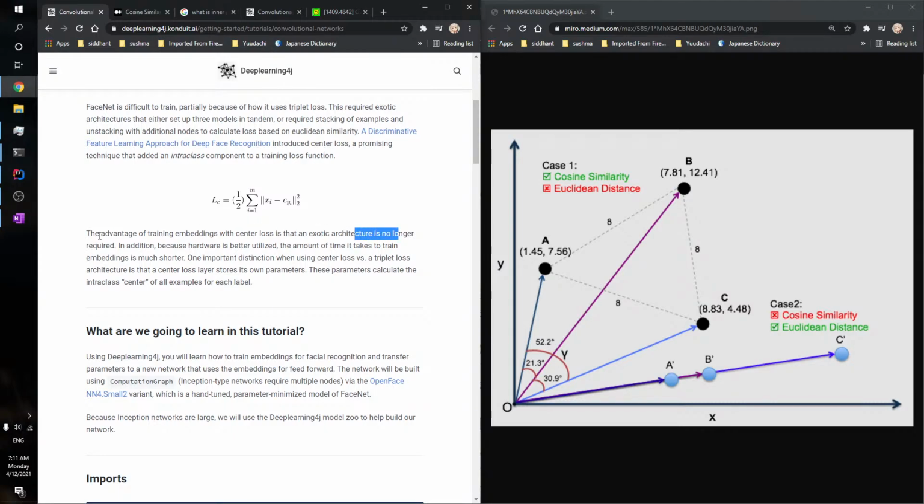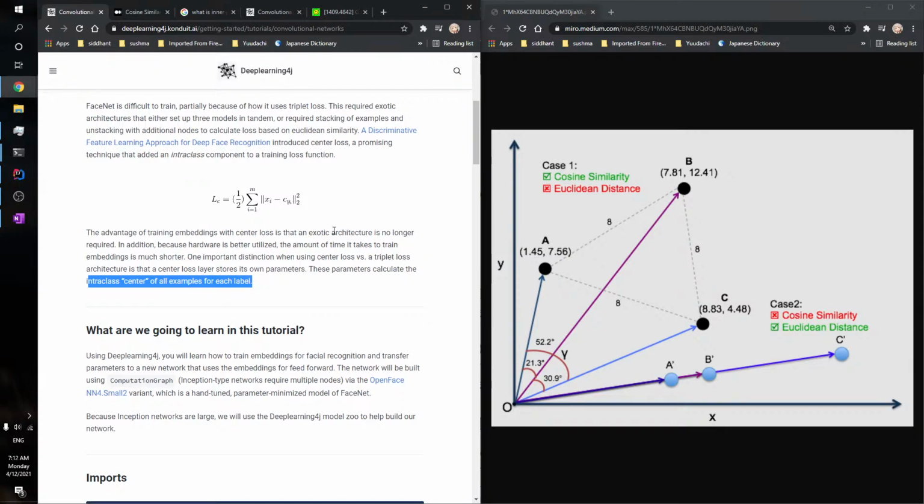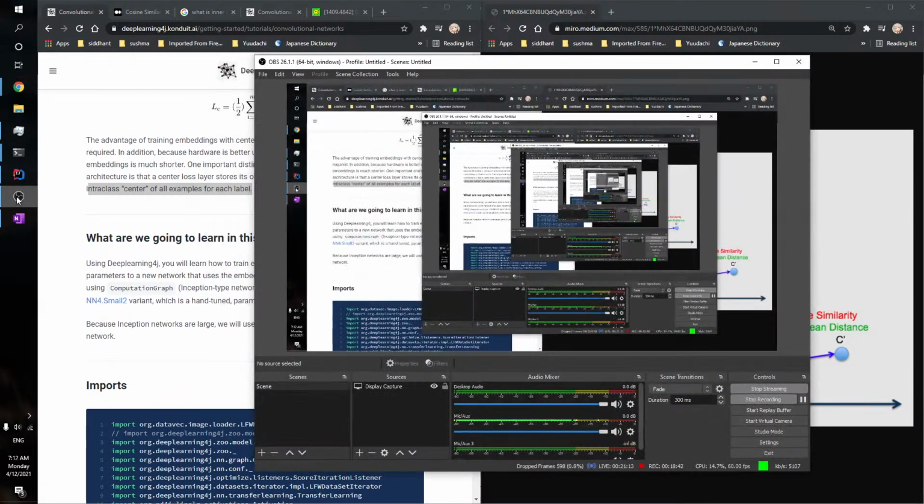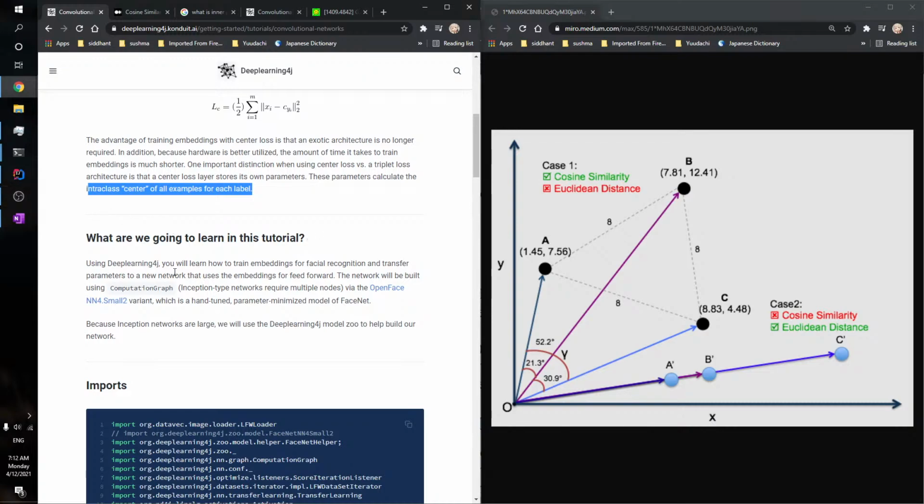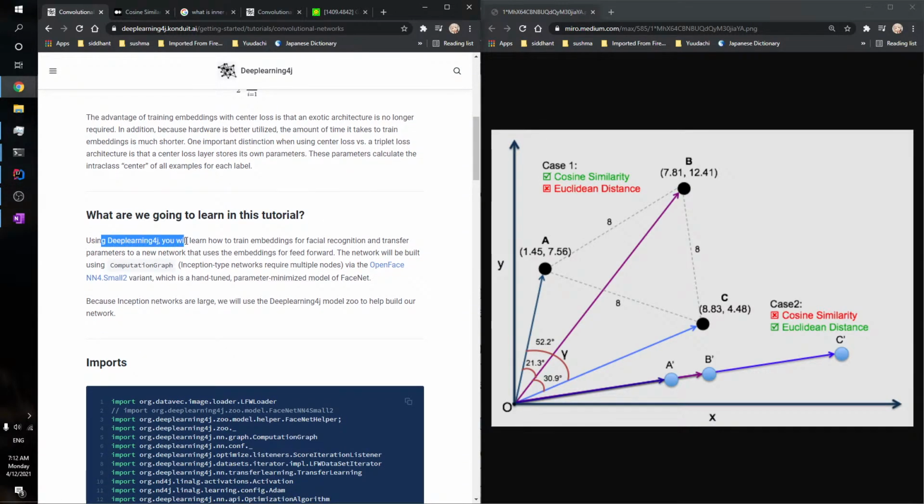Is no longer required. In addition, because hardware is better utilized, the amount of time it takes to train embeddings is much shorter. One important distinction when it comes to center loss versus a triplet loss architecture is that a center loss layer stores its own parameters. These parameters calculate the interclass center of all examples for each label. In Deeplearning4j, you learn how to train embeddings for facial recognition and transfer parameters to a new network that uses the embeddings for feed forward.